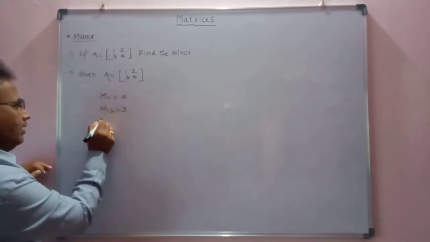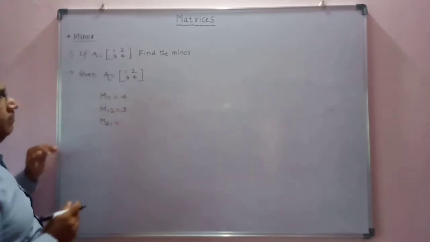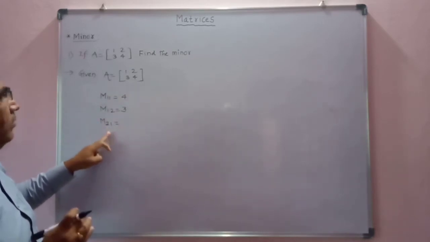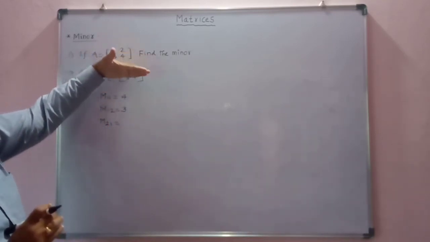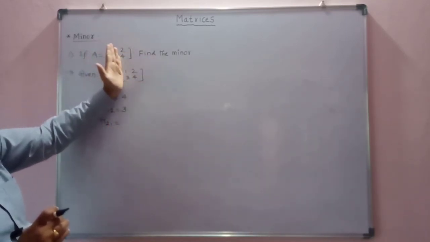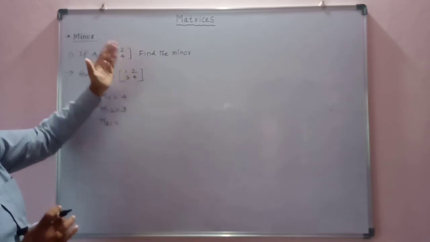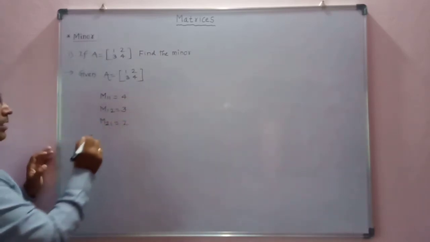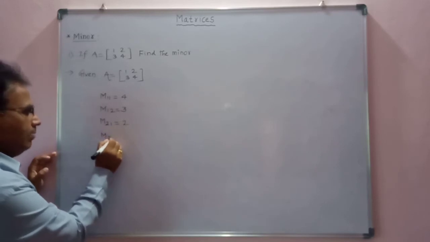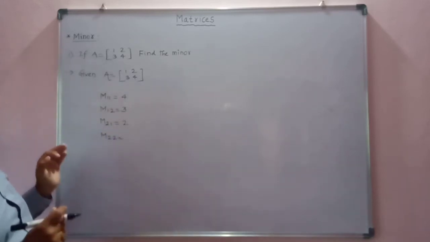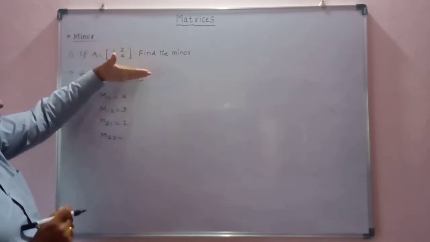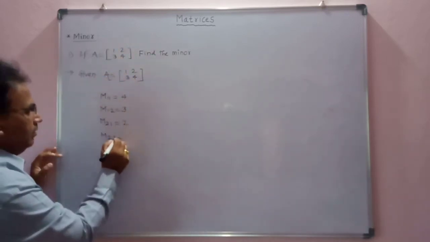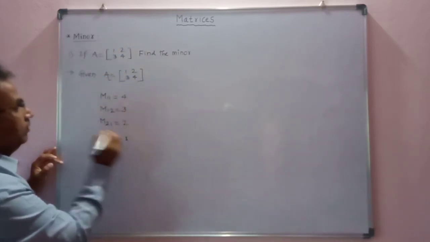And the second row's minor is M21, meaning second row and first column. What is the minor of M21? Leaving out the second row and first column, M21 is 2. Okay. And the last minor is M22, leaving out the second row and second column. This minor is 1. M22 is 1. Okay.